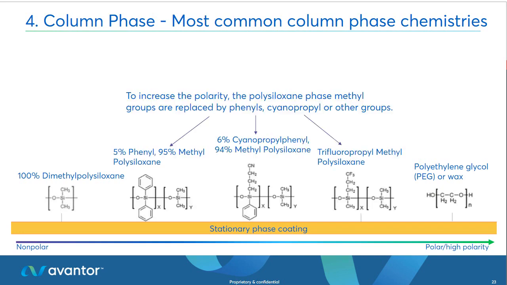Then, to increase the polarity, the polysiloxane phase and methyl groups are replaced with phenyls, cyanopropyls, or other groups. And you can see the differing percentages. So as more of these methyl groups are replaced, or we move into the PEG phase, then the polarity increases, and there are additional mechanisms of separation as the polarity increases with these additional groups that are incorporated into the stationary phase.